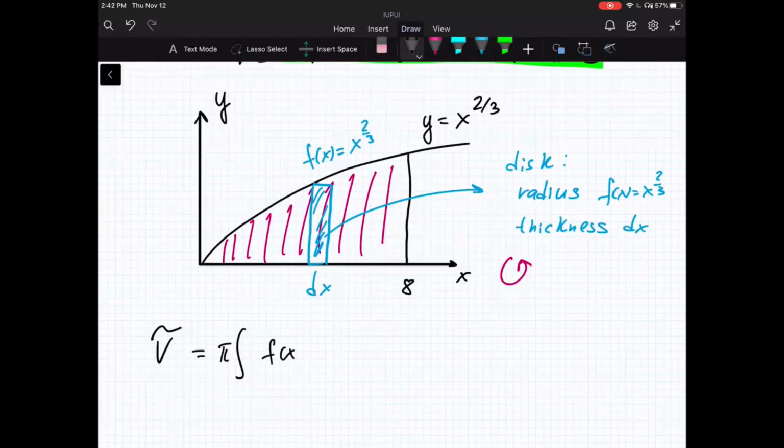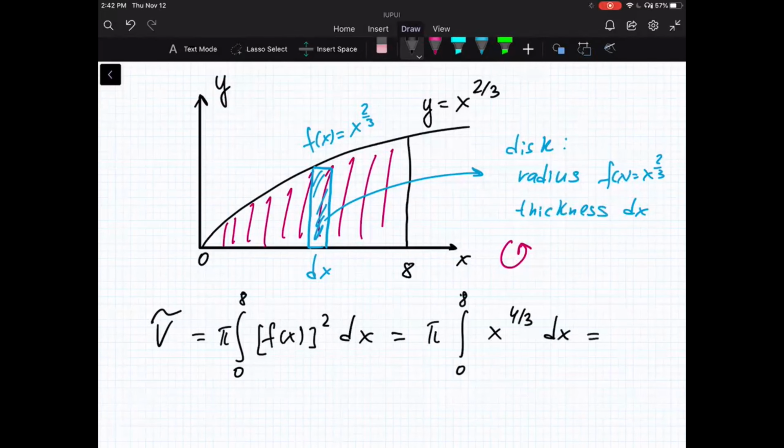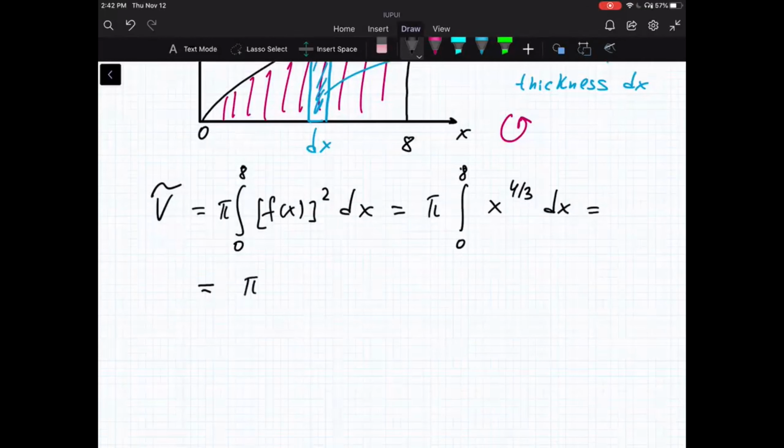And thus the volume of this disk will be radius squared, f of x squared, times thickness, and I sum up all such disks from 0 to 8. And so what will I get? I'll get π integral from 0 to 8 of x to the power 4/3 dx. And so it gives me π times x to the power 7/3 divided by 7/3, substitution from 0 to 8.